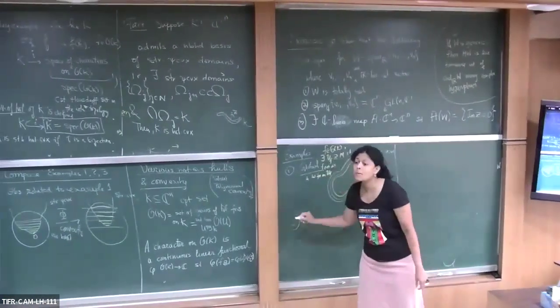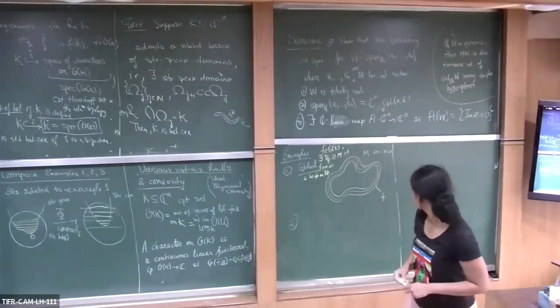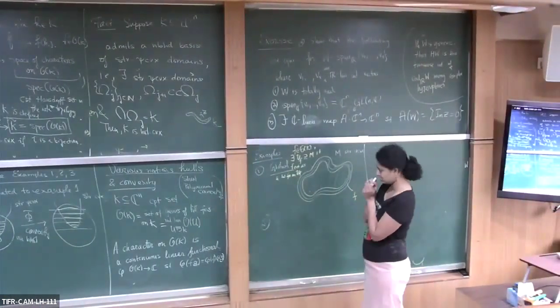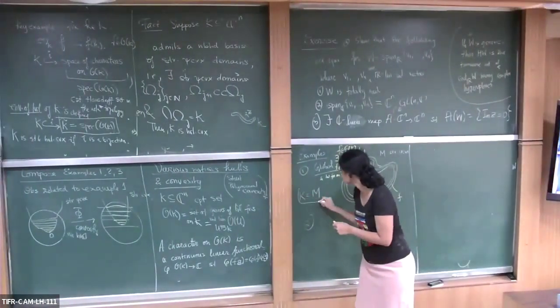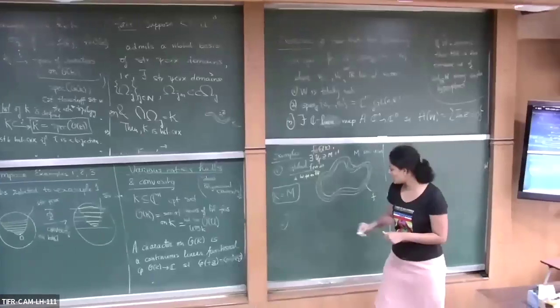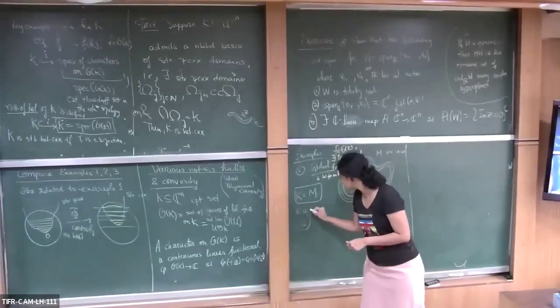And so these are, sorry? What is K there? K is M. Okay, so definitely K is not holomorphically convex.